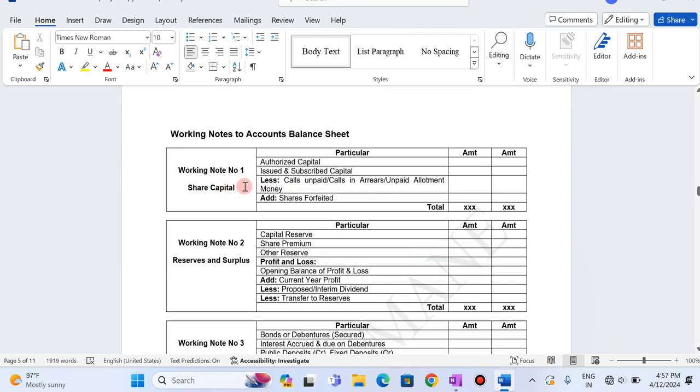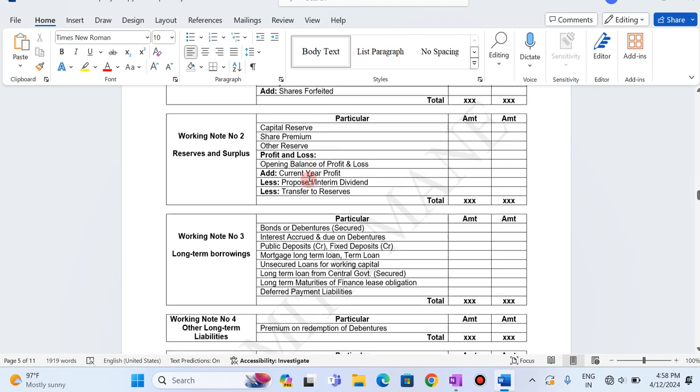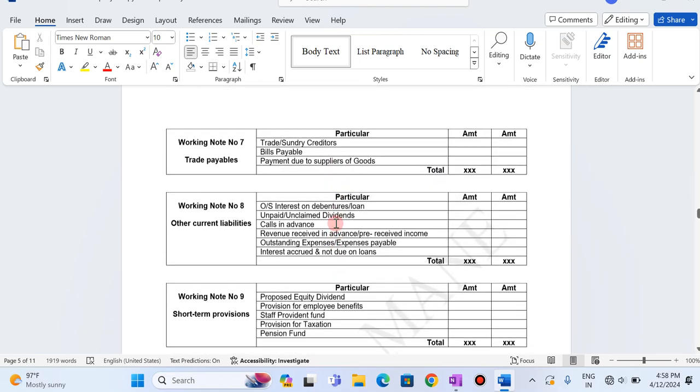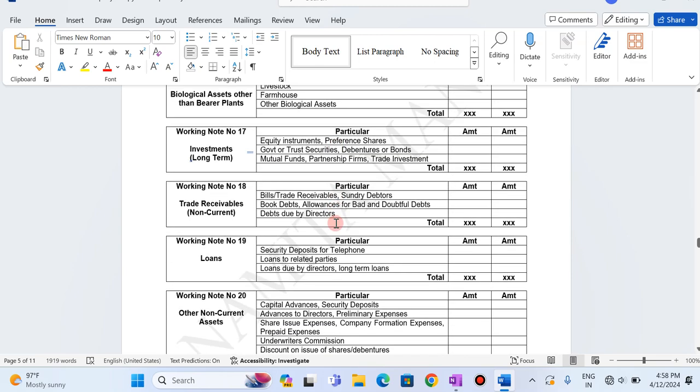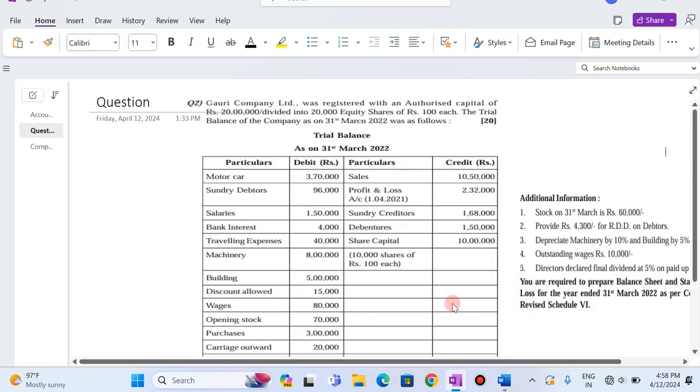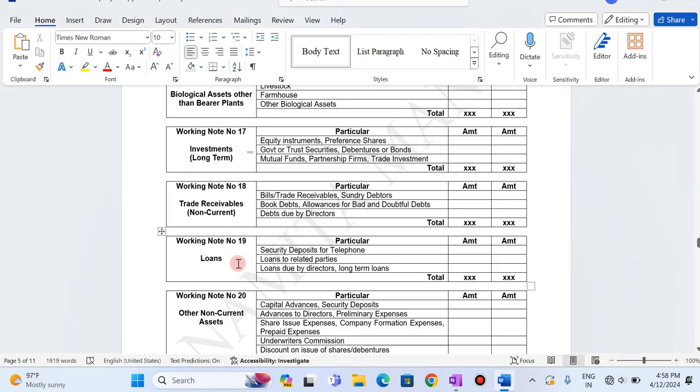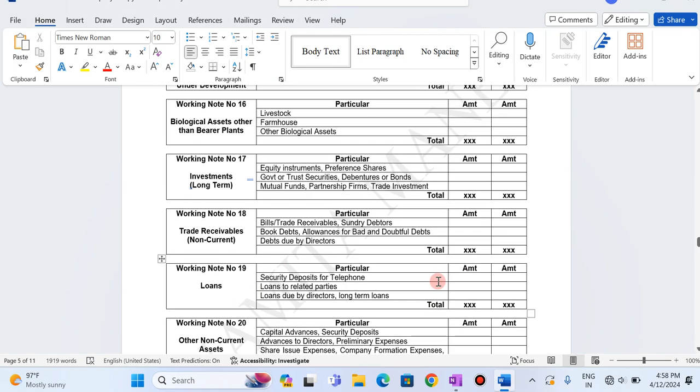For each working note I have given some number, and under that working note what is the title and what are the items that come under that working note. For example, working note number 1 is share capital. Under share capital there is authorized capital, then we have to write all the issued and subscribed capital. Like that I have prepared these notes for the balance sheet as well as for the profit and loss account. So to solve this example, we will keep the working note numbers the same as in the notes which I shared in the previous session. Now let's solve the example.